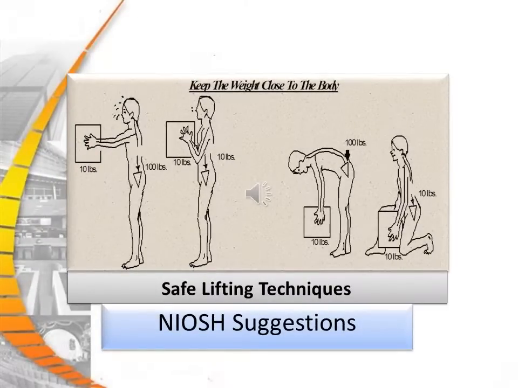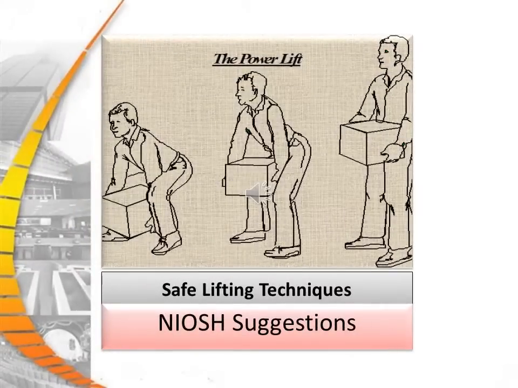Here we can see two examples of lifting a load correctly versus lifting a load incorrectly. On the left side, you can see lifting a load and keeping the weight as close as possible to the body. And on the right, you can see holding a load and putting all the stress on your L5-S1 disc. Here we can see an example of the power lift, taking a load as close to your body as possible, using your legs, not your back, to get a load up to waist level.